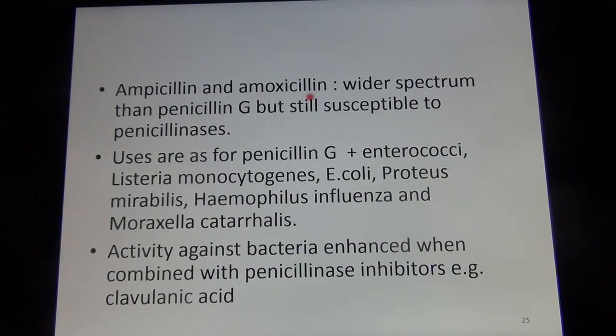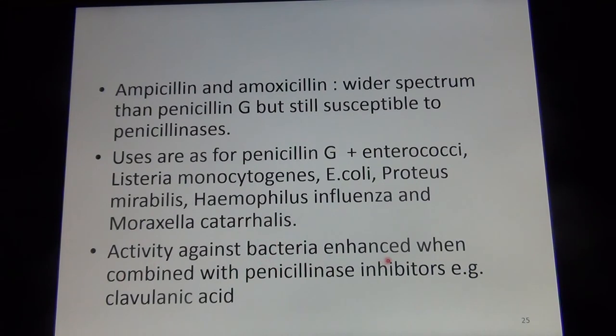So ampicillin and amoxicillin have a wider spectrum of activity against many bacteria compared to penicillin G, but the problem is that they are still susceptible to action by penicillinases, which will act on their beta-lactam rings. So the uses for ampicillin and amoxicillin are similar to penicillin G, plus they also cover enterococci infections, listeria, Escherichia coli, Proteus mirabilis, Haemophilus influenzae, and also Moraxella catarrhalis infections.